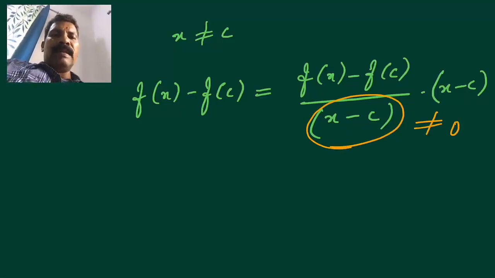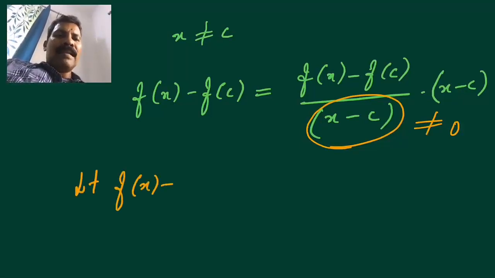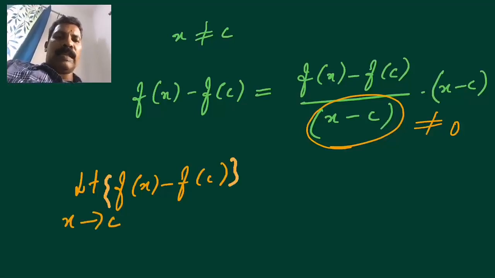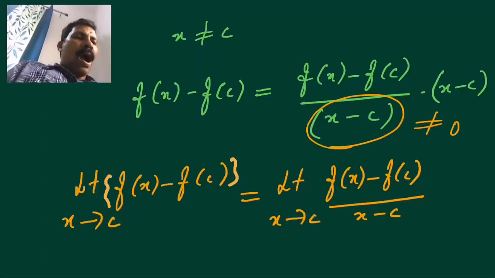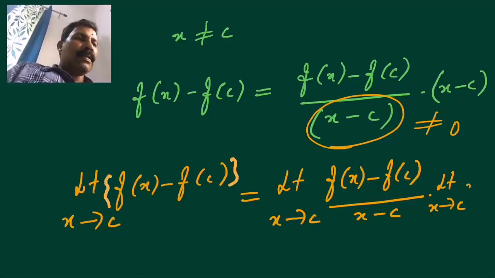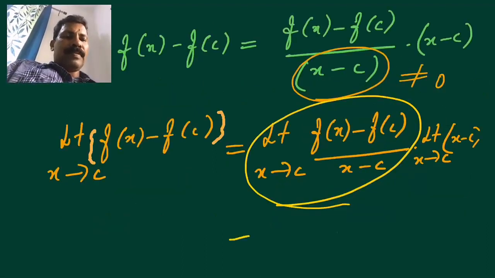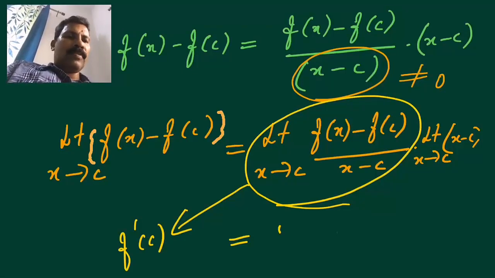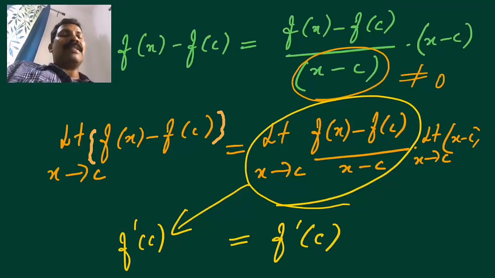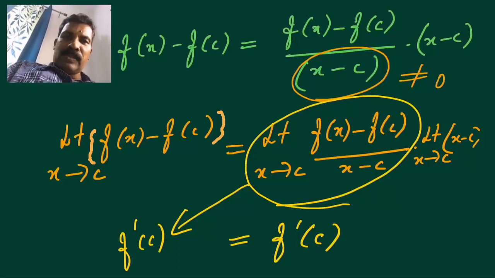Now we shall go with the limit of f(x) - f(c) as x tends to c, that is equal to the limit of (f(x) - f(c))/(x - c) as x tends to c, and the limit of x - c as x tends to c. Now what happened? This expression, the limit of (f(x) - f(c))/(x - c) as x tends to c, is nothing but f'(c). It is nothing but the derivative of the function at x equal to c. It is given that the function is differentiable at c, therefore f'(c) exists as a finite number.